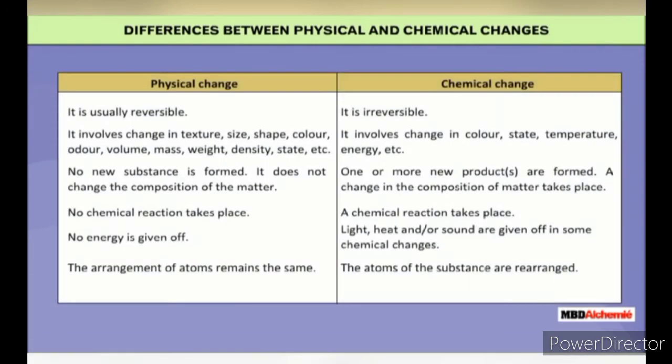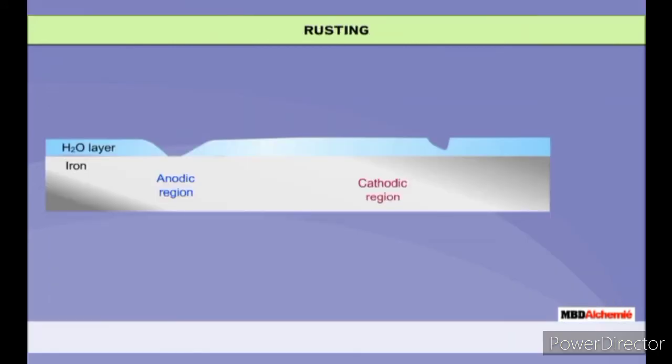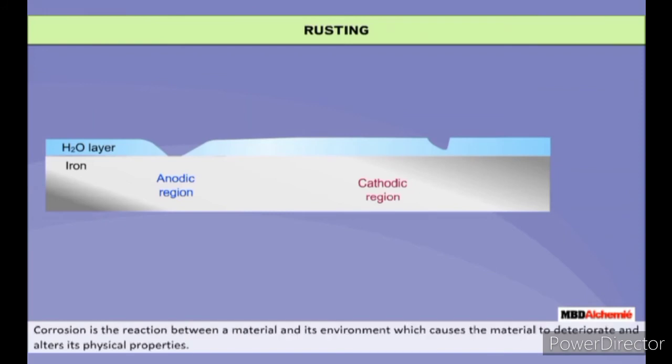Let us study the difference between physical and chemical changes. Rusting. Rusting is actually corrosion. Corrosion is the reaction between a material and its environment which causes the material to deteriorate and alters its physical properties.